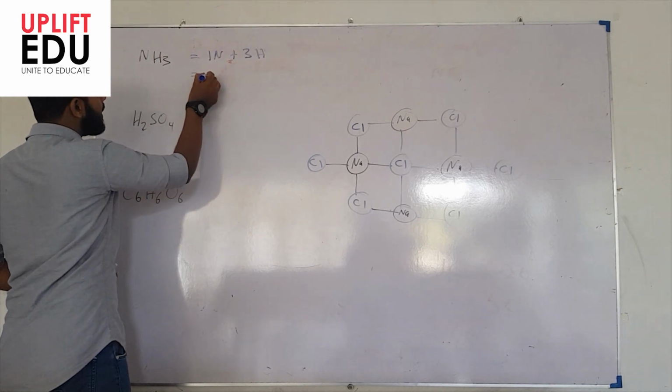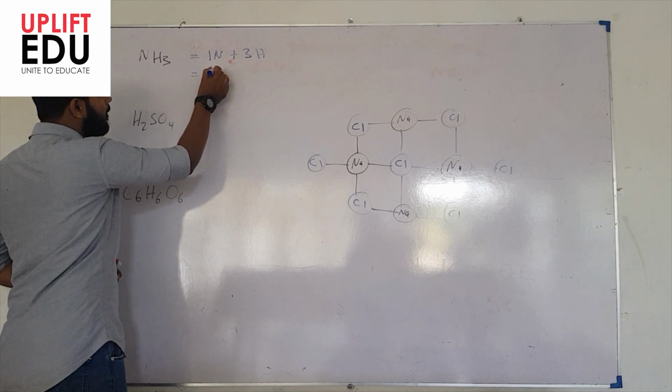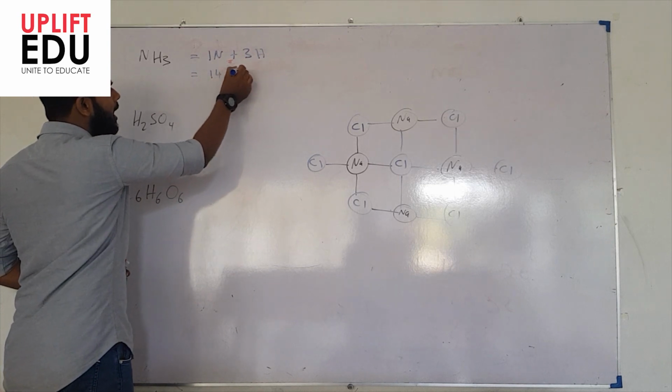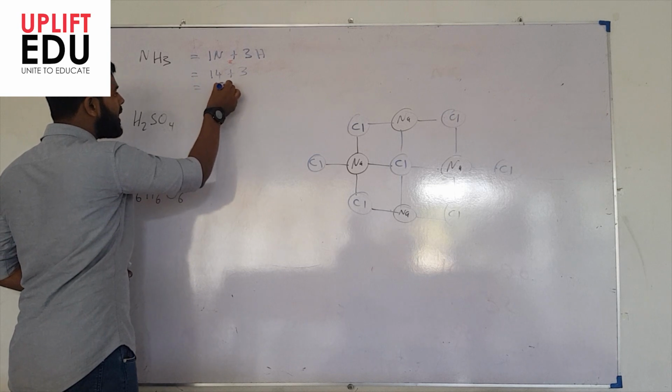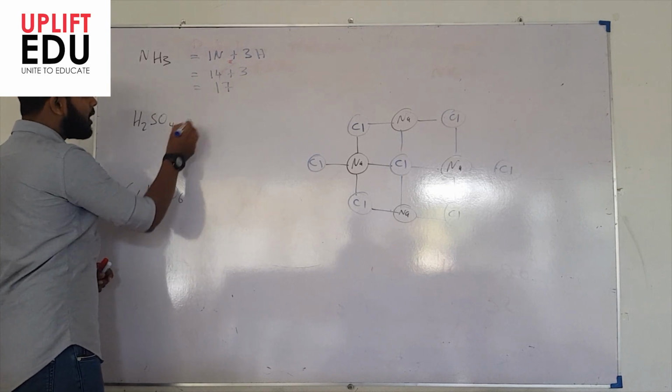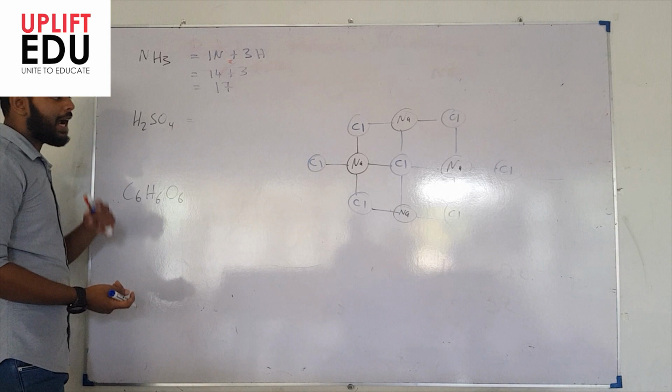So the relative molecular mass of ammonia will be the relative atomic mass of nitrogen, 1 times 14, plus hydrogen, which is 1, times 3, so hydrogen is 3. So the relative molecular mass of ammonia is 17. Okay. So now the relative molecular mass of hydrogen sulfate.